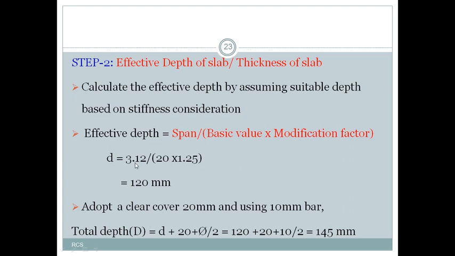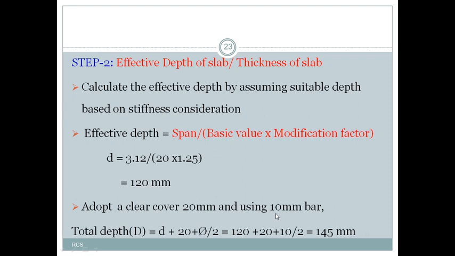The span is 3.12, and I am assuming that 20 is the basic value and 1.25 is the modification factor. From that I will get 120 mm as the effective depth, and for that I am adopting a clear cover of 20 mm and using 10 mm bars. After deciding 120, I have to check whether the 10 mm bar satisfies the design requirement. What is the design requirement for the maximum diameter of bar? The maximum diameter of bar should not be more than 1/8 of the thickness of the slab. That we have to check and provide.